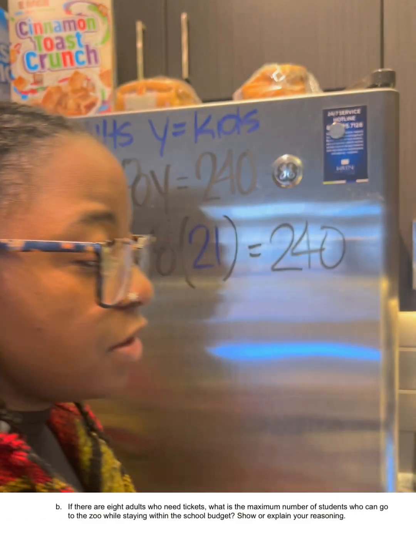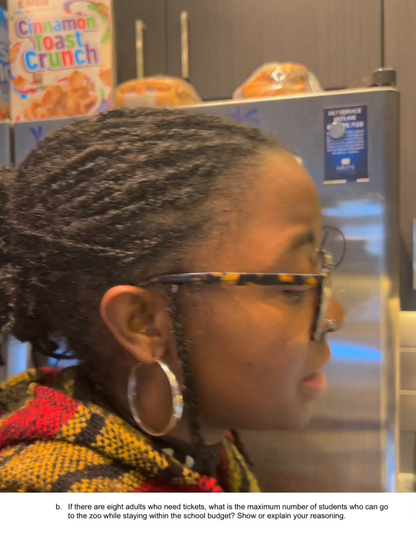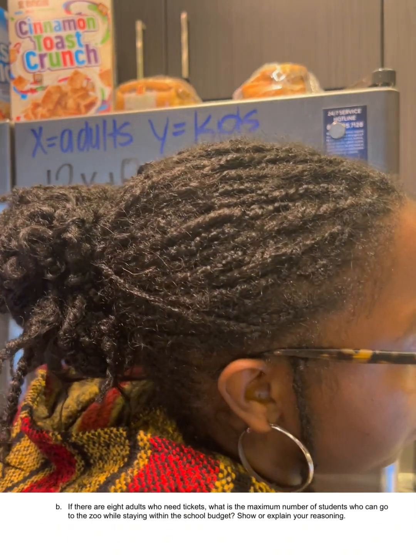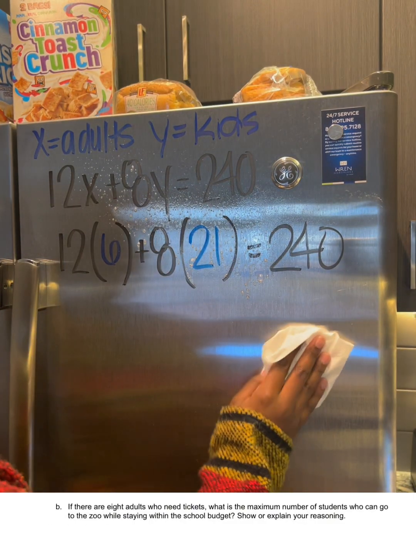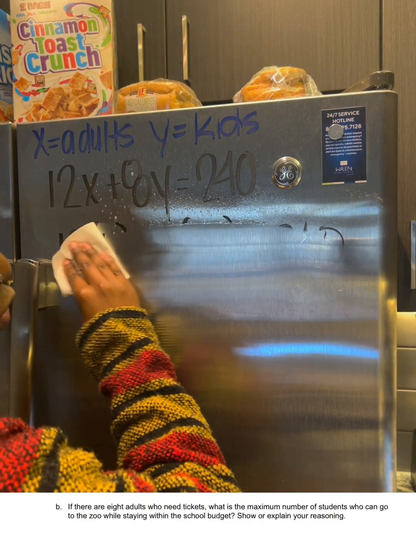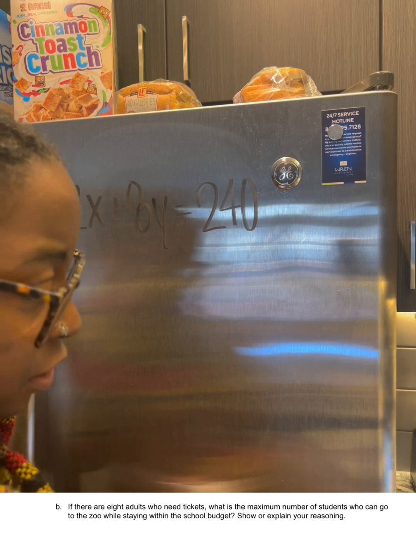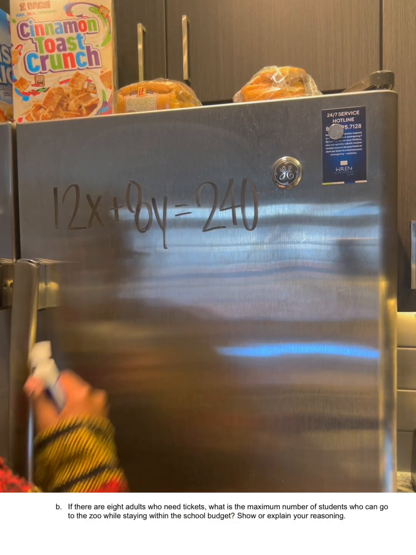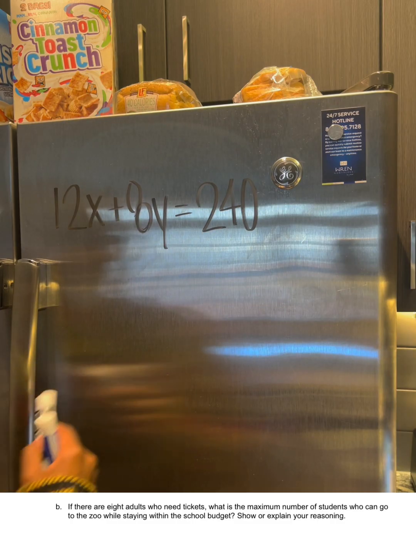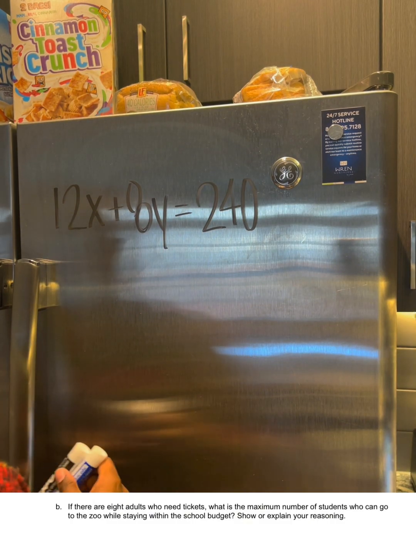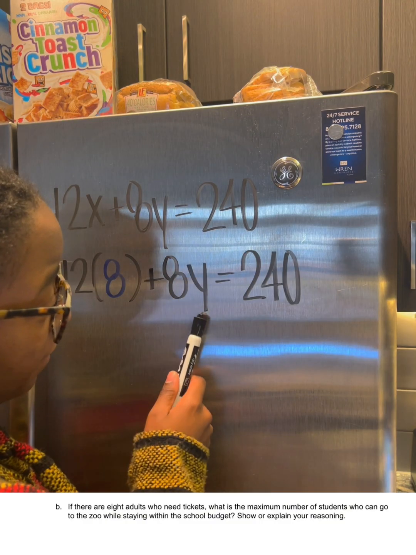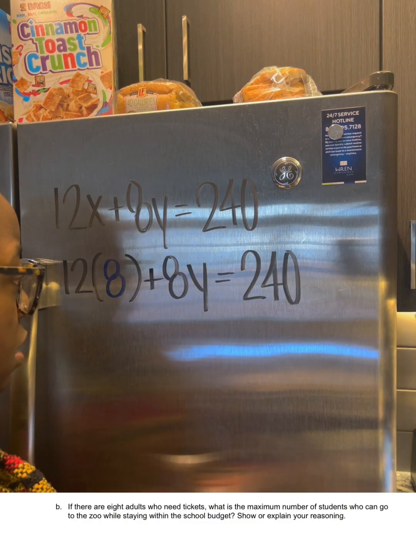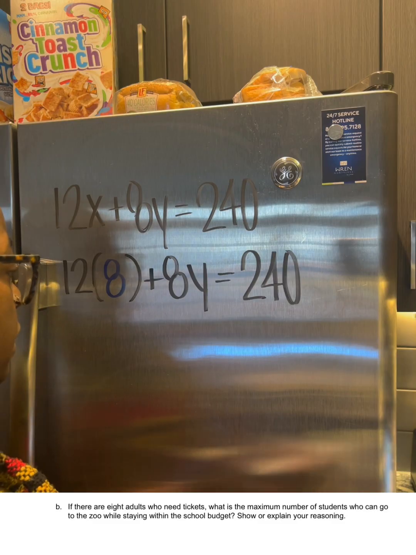If there are 8 adults who need tickets, what is the maximum number of students who can go to the zoo while staying within the school budget? 8 adults go. How many kids can go? We already know that kids is Y. So I'm going to plug in where I see adults. To find out how many can go, I have to solve. 12 times 8 is 96.